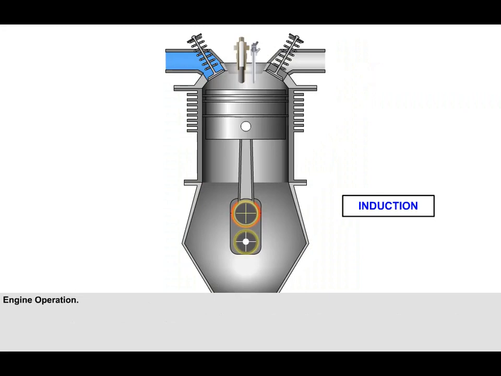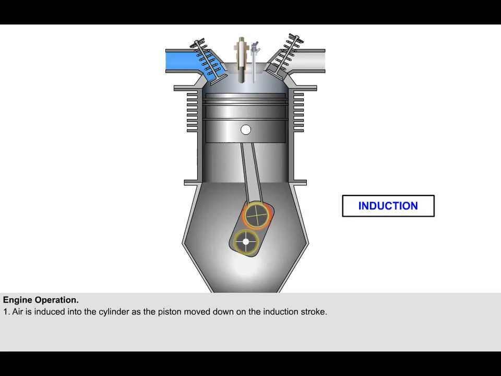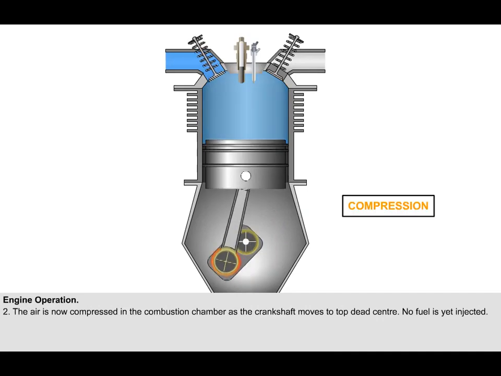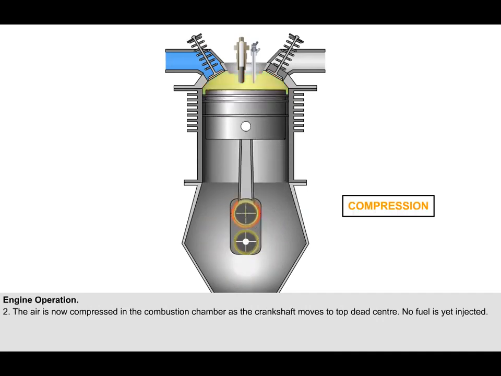Basic diesel engine operation is as follows. Initially, air is introduced into the cylinder as the piston moves down on the induction stroke. The air is now compressed in the combustion chamber as the crankshaft moves to top dead center. No fuel is yet injected. The compression ratio of the diesel engine is much higher than that of its gasoline equivalent, between 18 or 28 to 1, as opposed to 10 to 1 in high-performance automotive engines. Thus, the extremely high compression causes the air temperature to rise above the flash point of the fuel.